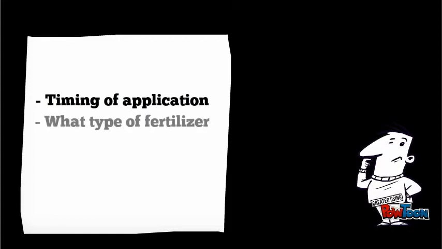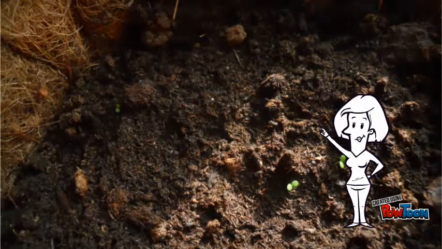Ways to improve nitrogen management. Four things that you should consider when managing nitrogen are the timing of your application, the nitrogen source or what type of fertilizer you're going to use, where you are going to place the nitrogen, and how much you will apply. Soil apparent electrical conductivity can help you determine these four things.